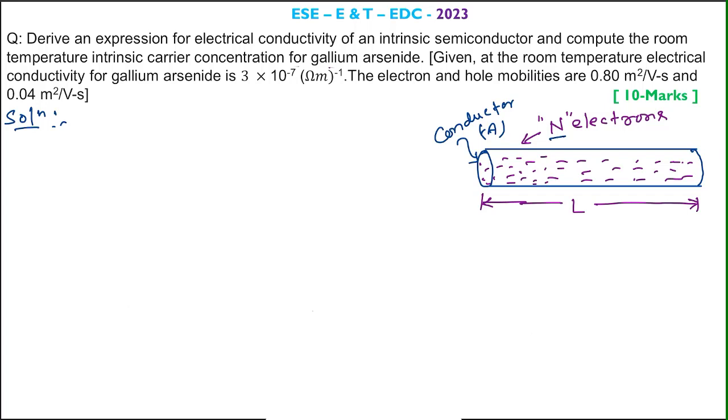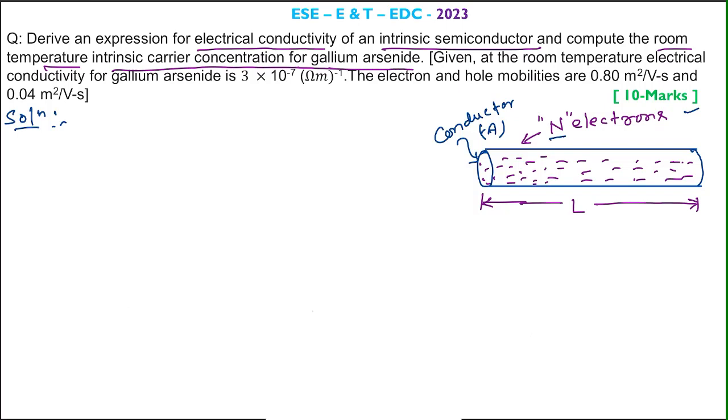This is the question asked in the Engineering Services Mains exam for the branch of Electronics and Telecommunication, from the subject of EDC, for 10 marks. Here in this question there are two parts. In the first part we need to derive the expression for electrical conductivity of an intrinsic semiconductor, and by the use of whatever formula we derive, in the second part of the question at room temperature we need to find the intrinsic carrier concentration for gallium arsenide.